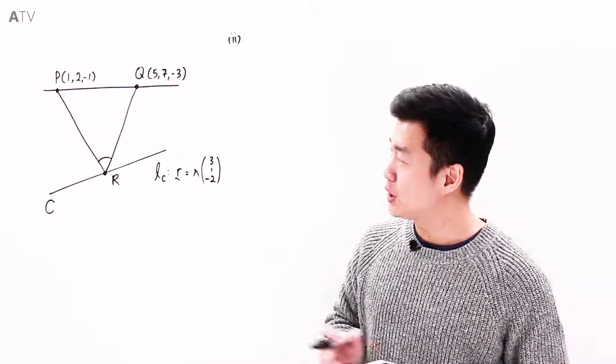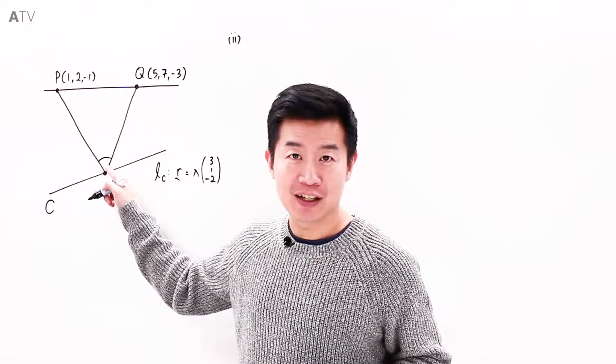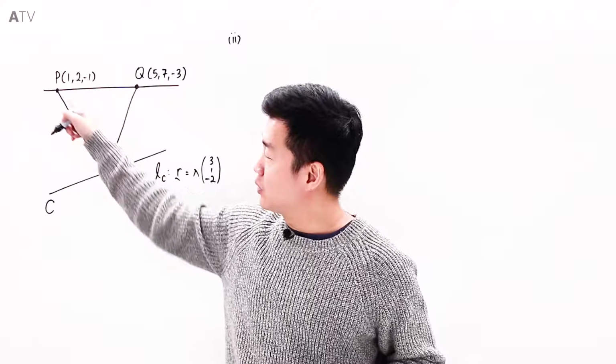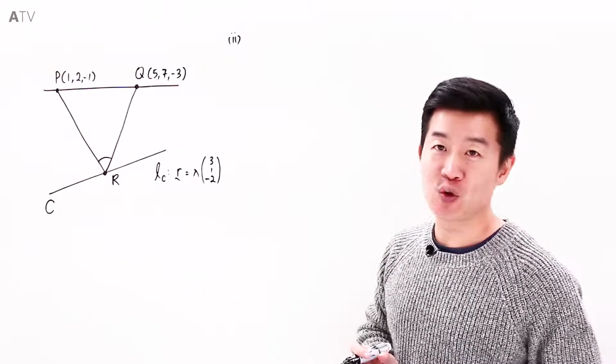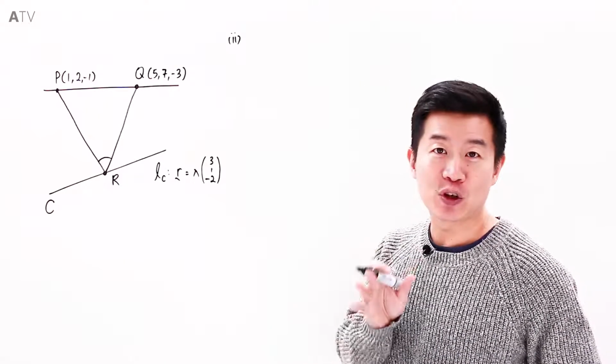And what we are supposed to do now is to check whether this angle here can be 90 degrees. That means we want to check whether the angle PRQ can be 90 degrees. And the strategy is this.